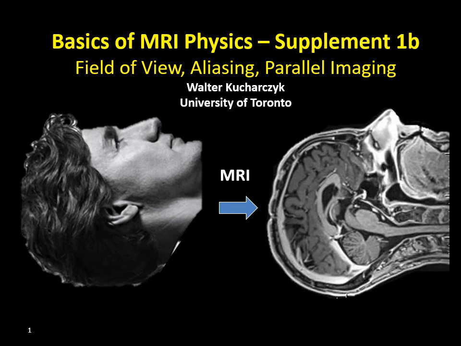This lecture deals further with the topics of field of view and aliasing and introduces the topic of parallel imaging. It is best viewed after having seen the lecture on basic MRI physics called spin gymnastics, as well as the first supplement to that lecture, which is called supplement 1A.